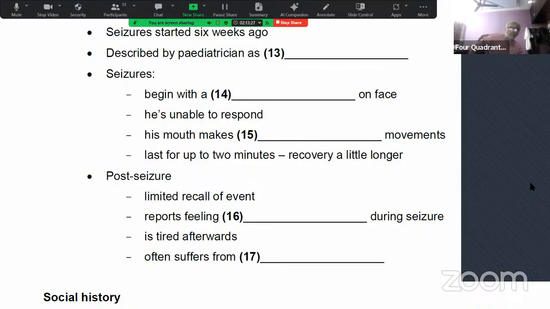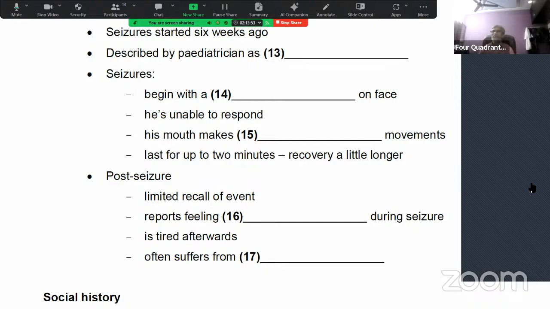Q15. His mouth makes a dash movements. His mouth makes a dash movements. The ing form will come. Twisting, jerking, irregular, involuntary. Okay. Come on.